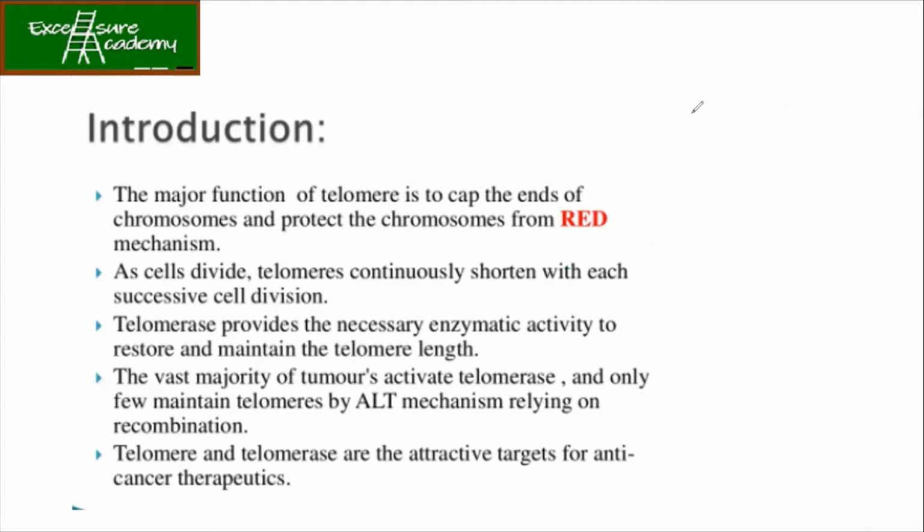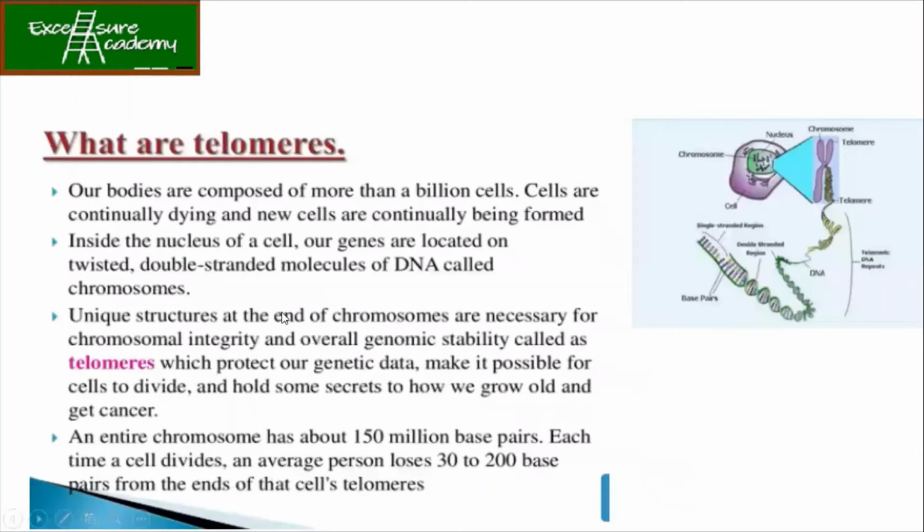Okay, let's go to the topic now. So what are telomeres? Read this. Our bodies are composed of more than a million cells, and cells are continuously dying and new cells are continuously being formed. Inside the nucleus of a cell, our genes are located on the twisted double-stranded molecule of DNA called chromosomes. And all these chromosomes have telomeres, which protect our genetic data and make it possible to divide and hold.